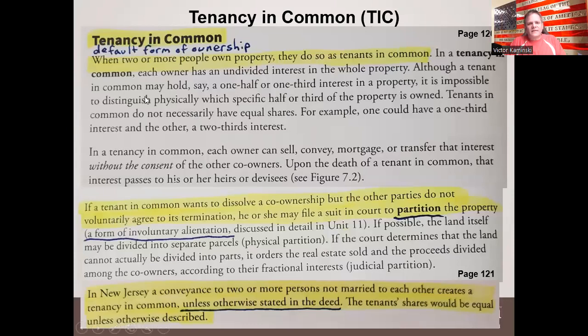Yep. Let's highlight tenancy in common. There is no one-liner sentence to understand tenancy in common, but you could write here, highlight tenancy in common and write default form of ownership. And then continue highlighting when two or more people own property, they do so as tenants in common.